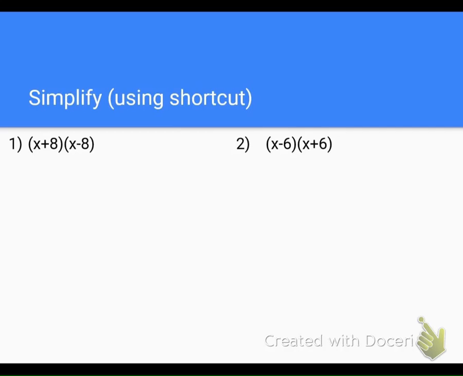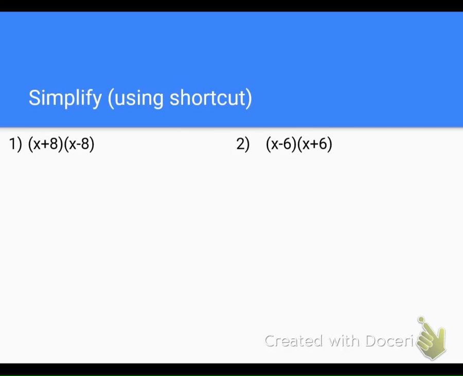Okay, so on this example, we have (x + 8)(x - 8). Do you notice how they look the same? But what's different? One's a plus sign in the middle, the other one has a negative sign. You all see that? So can I use the shortcut from earlier? No, I can't. So now I can use this new shortcut.